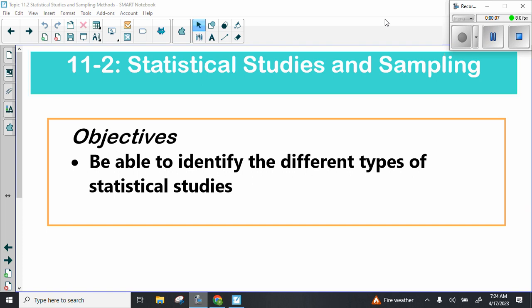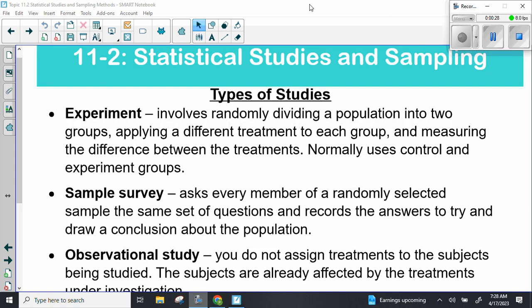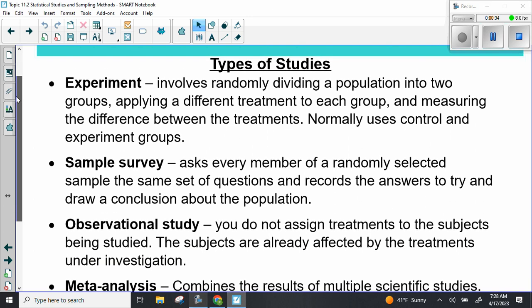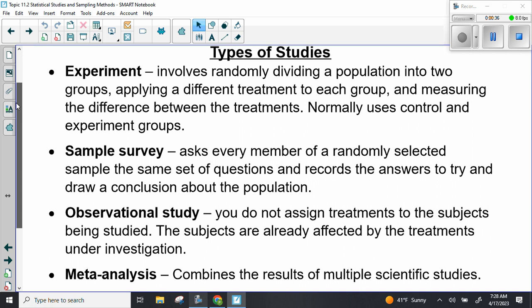There are going to be a lot of definitions associated with collecting data, and all the different methods of collecting data, if we want to make some sort of inference about a particular situation. In this lesson, we're looking at four different types of studies: an experiment, a sample survey, an observational study, and a meta-analysis.